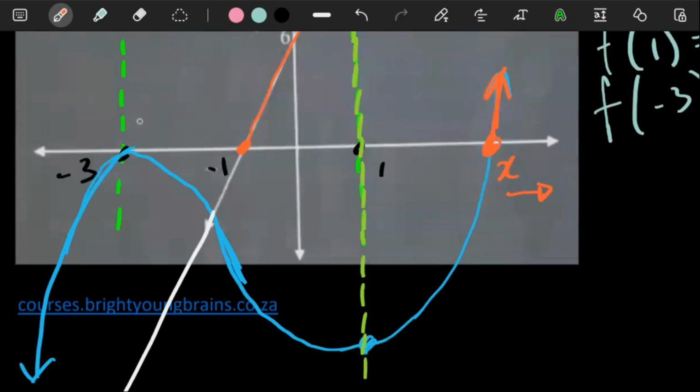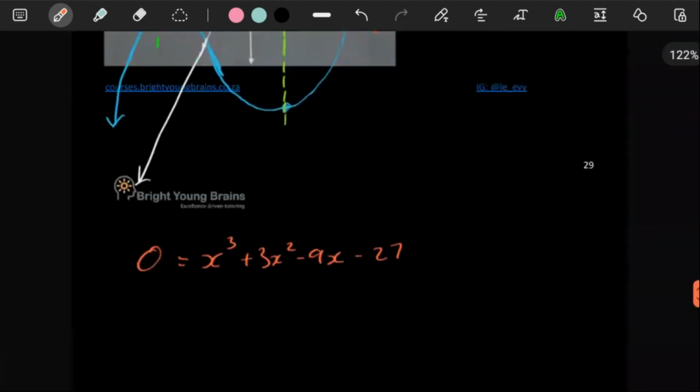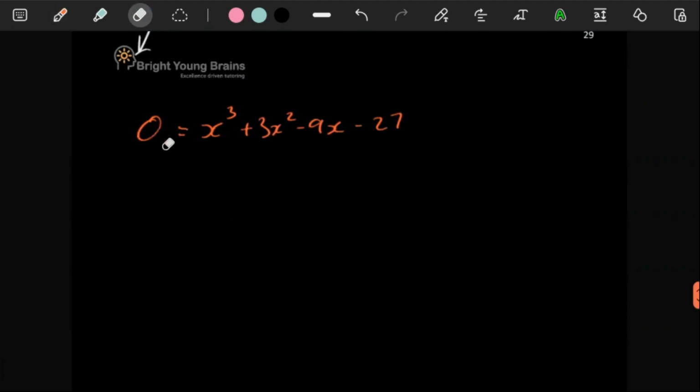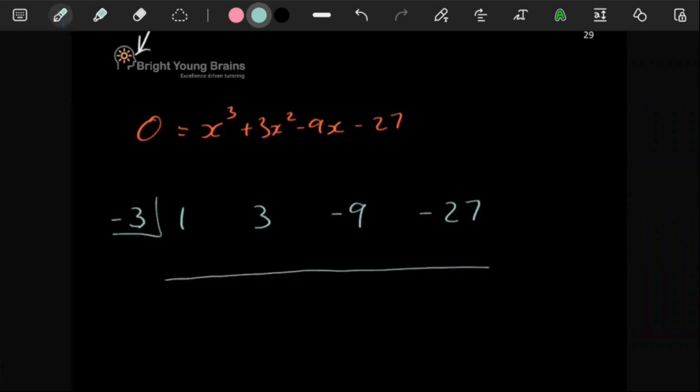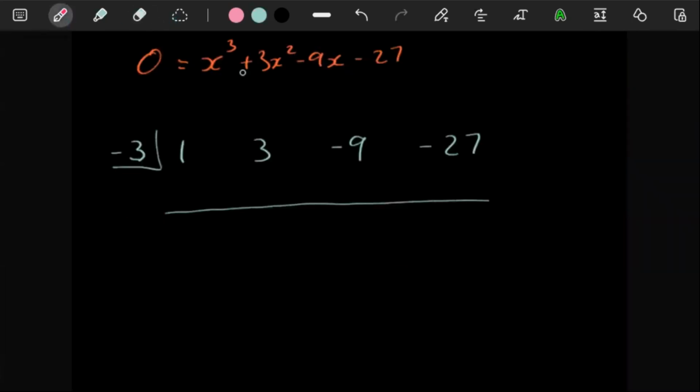Okay, so in this situation, we know that one of the x-intercepts is this one, negative 3. So if you're going to use long division to factorize an expression, this is what you do. The negative 3, we're going to put it in something like this, and then the coefficients of all these terms: there's a 1 here, 3 there, negative 9 there, negative 27 there. And then you're going to leave a line open. With this line open, this is what you need to do. The first thing is you drop the 1, you put it over there, and then you start.